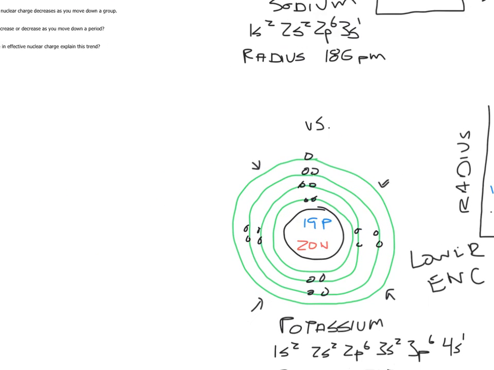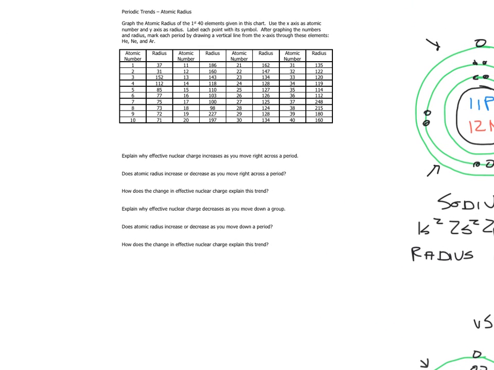So your assignment for me today is to use what I just went over and answer this question and this question. How does the effective nuclear charge, as it increases as you go right, explain that the atomic radius decreases? And then as you go down, how does effective nuclear charge decreasing as you go down explain why the atomic radius increases?